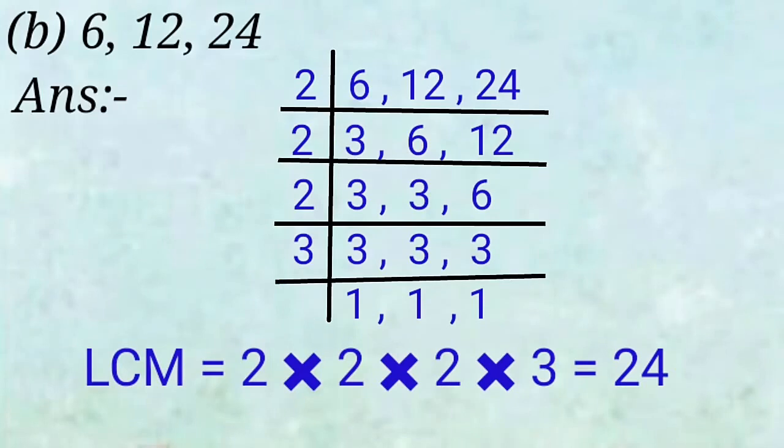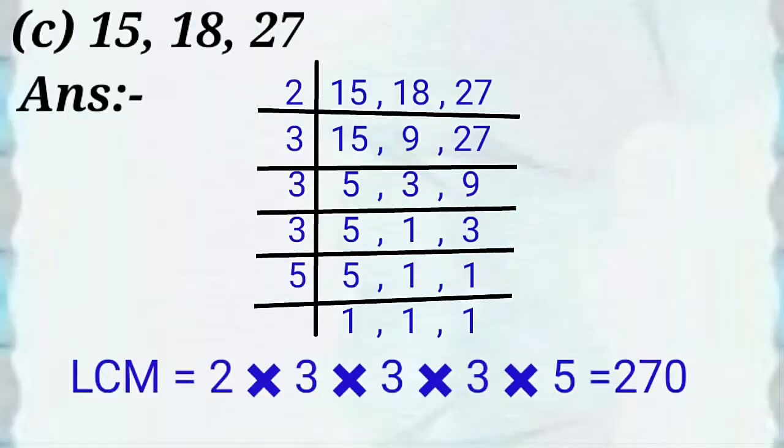B part is 6, 12, 24. So 6, 12 and 24 is divisible by 2. It gives us 3, 6 and 12. Now 6 and 12 is divisible by 2. It gives us 3, 3 and 6. Now 6 is divisible by 2. It gives us 3, 3 and 3. Now 3, 3 and 3 is divisible by 3. It gives us 1, 1 and 1 at the bottom. So LCM is equal to 2 into 2 into 2 into 3 is equal to 24 answer.